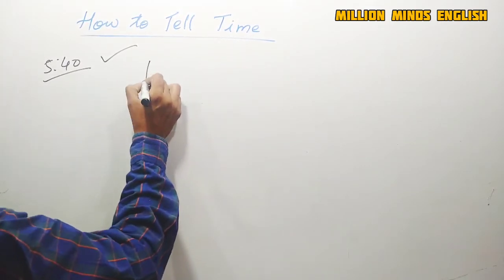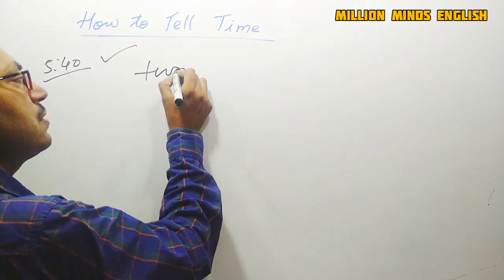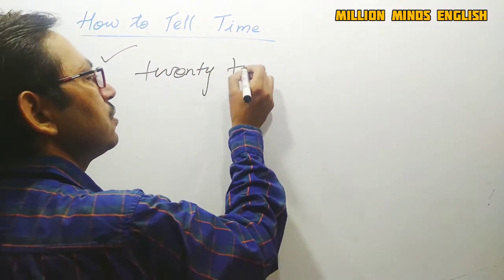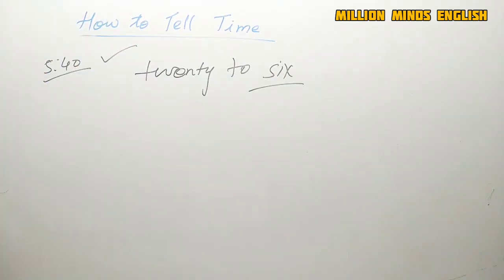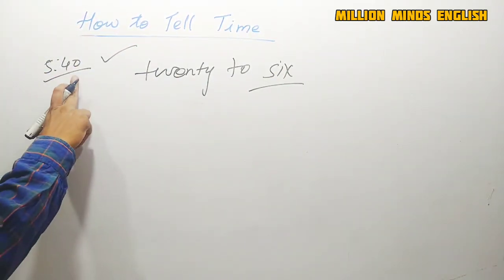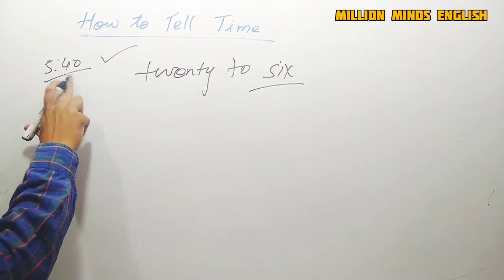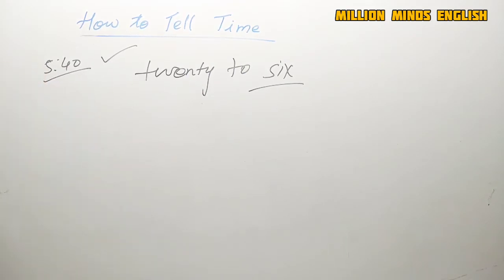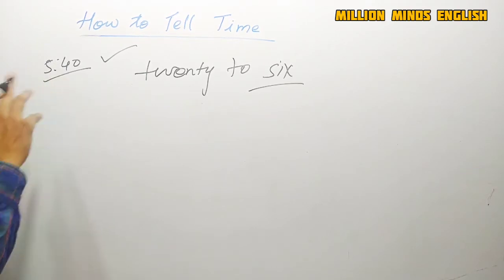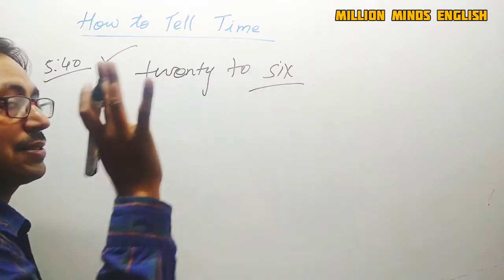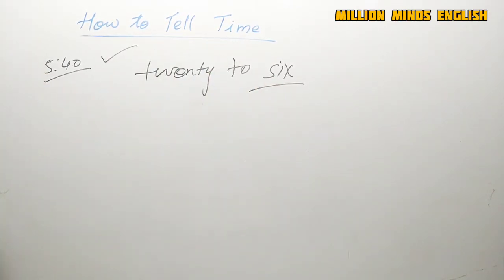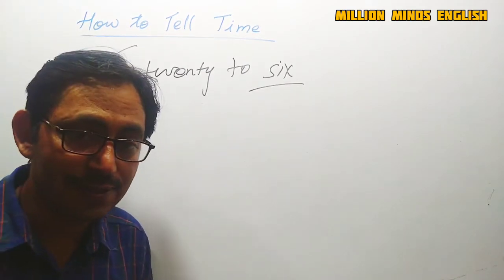Here the phrase 20 to 6 represents 20 minutes before 6 o'clock. Clear, friends? Suppose it's 5:50, then it will be 10 to 6, means it's 10 minutes before 6 o'clock. That's clear, friends?